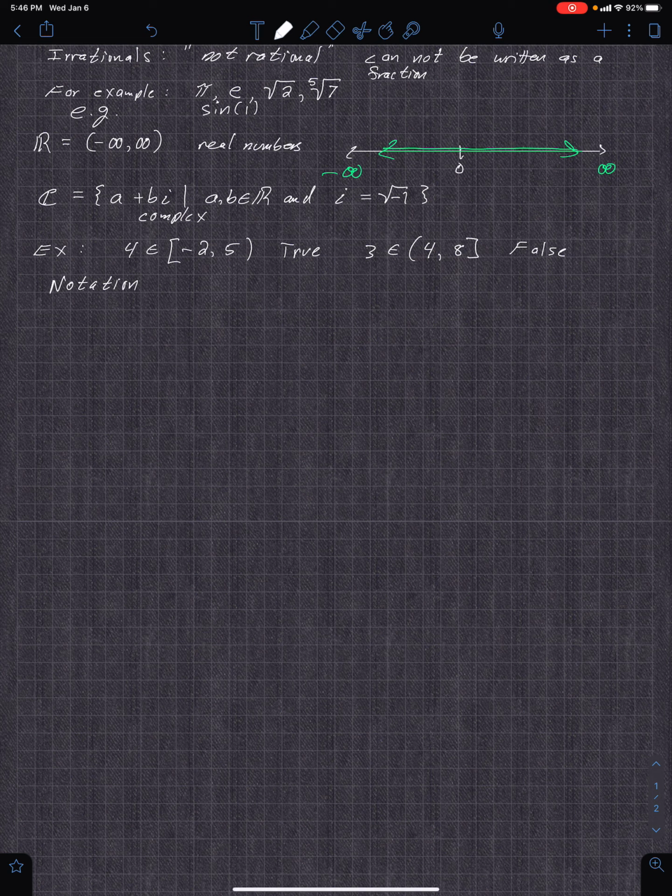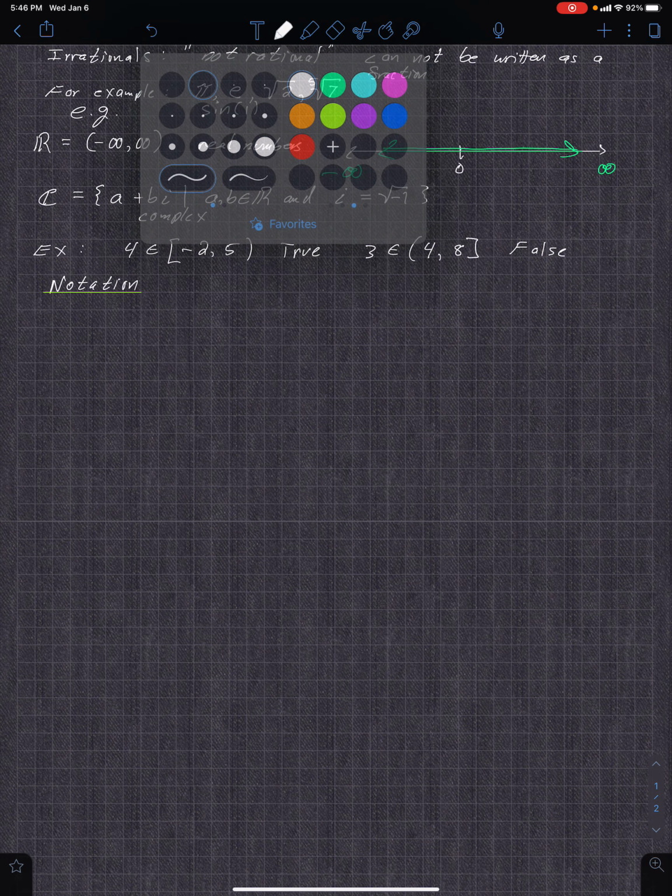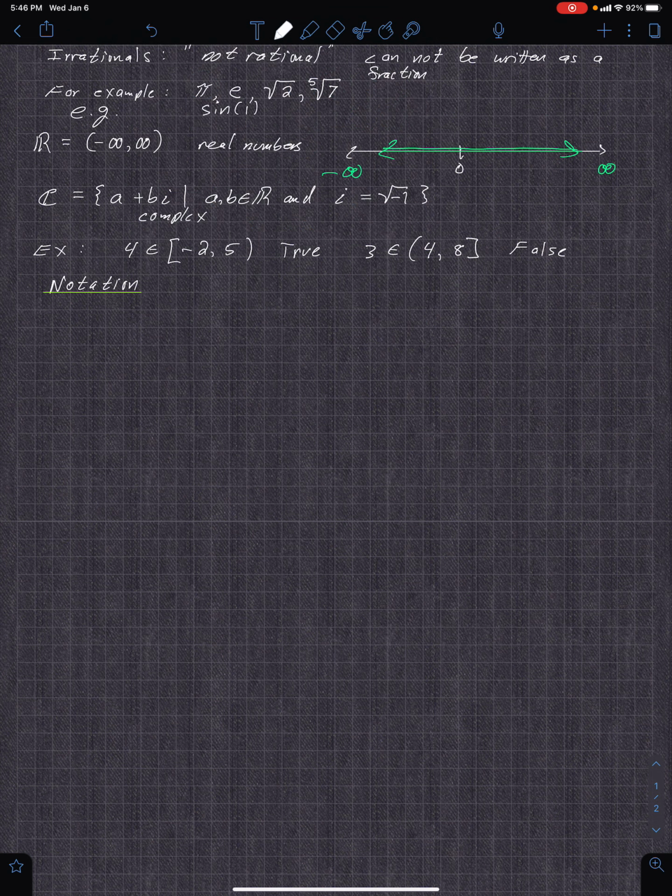So this is notation for kind of logic type stuff. Upside down A means for all. So if you write that, that means for all or for every. Backwards E, capital E, like that, means there exists.